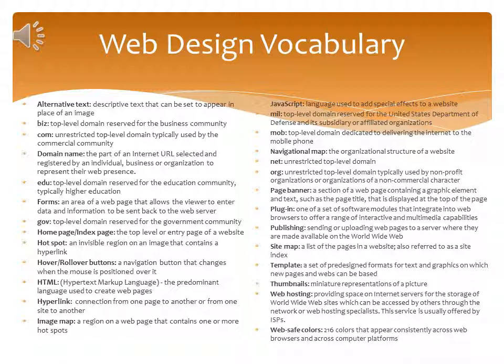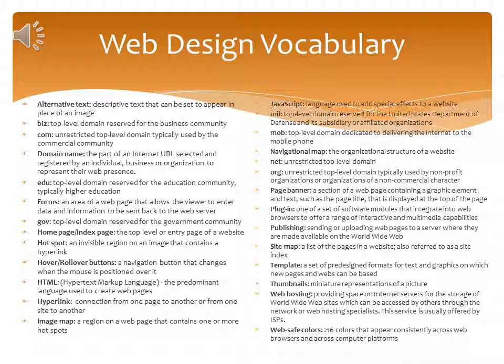A hover or rollover button is a navigation button that changes when the mouse is positioned over it. Your HTML is your hypertext markup language, and this is the predominant language used to create web pages. And of course, a hyperlink would be a connection from one page to another or from one site to another. You have an image map, which is a region on a map that contains one or more hotspots. Your JavaScript is the language used to add special effects to a website.